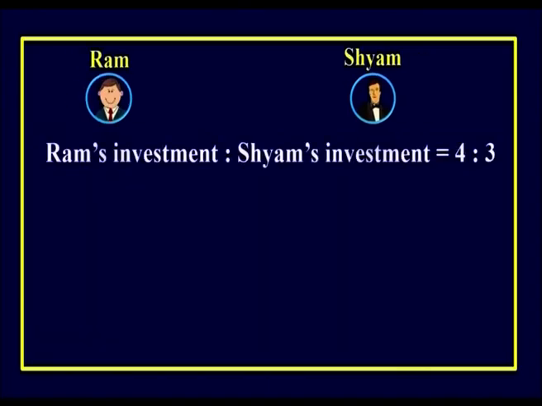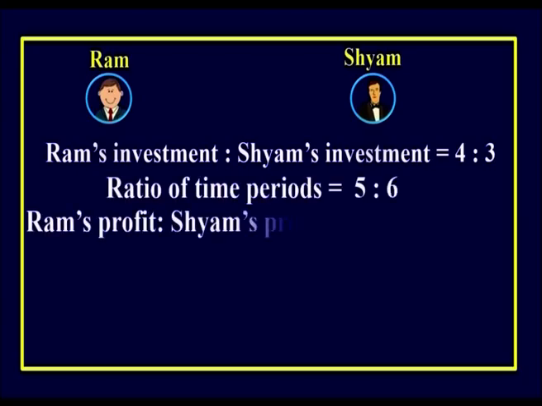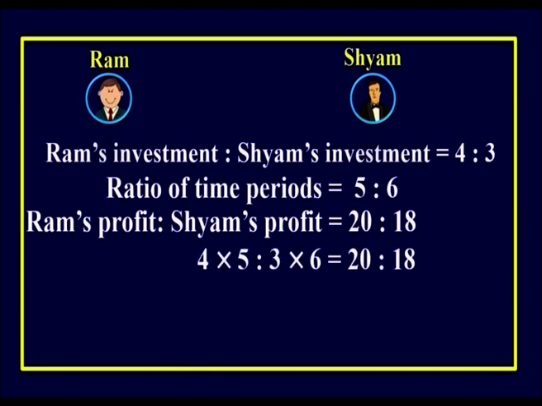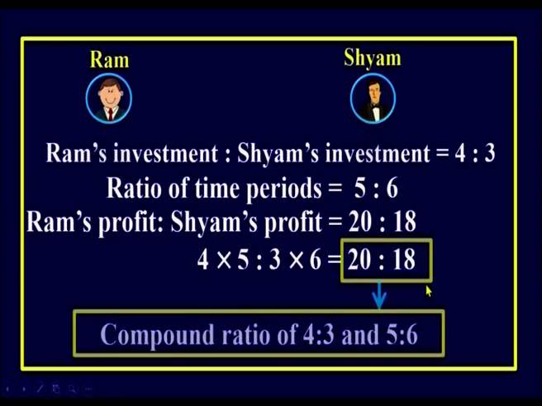So, children, Ram's investment to Shyam's investment is 4 is to 3, whereas the ratio of their time periods is 5 is to 6, and Ram's profit and Shyam's profit should be shared as per their investments, children. So, Ram's profit is to Shyam's profit is equal to 20 is to 18. That means this 20 is to 18 I can write as 4 into 5 is to 3 into 6, which again gives us 20 is to 18. If you notice, this 20 is to 18 is called the compound ratio of 4 is to 3 and 5 is to 6.